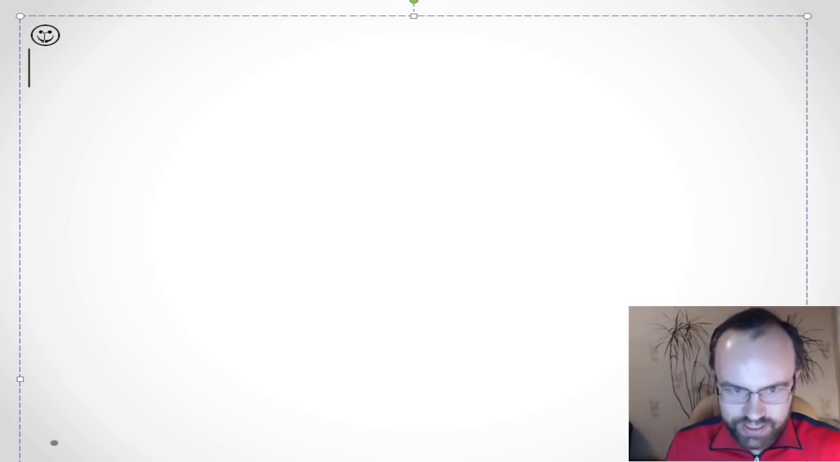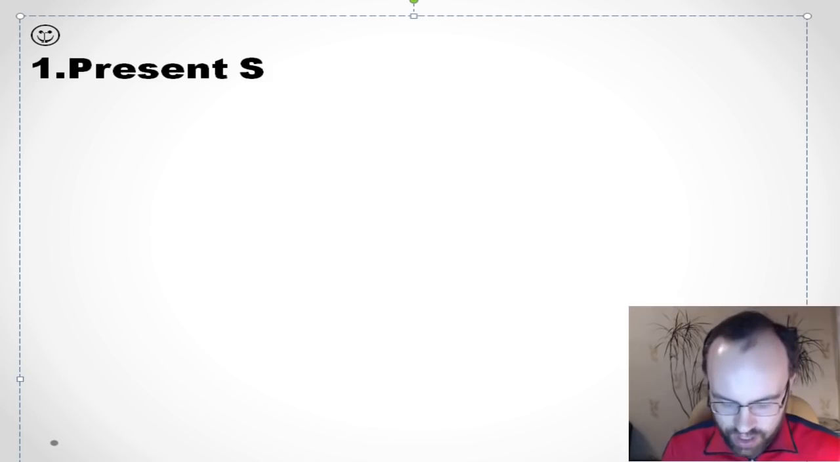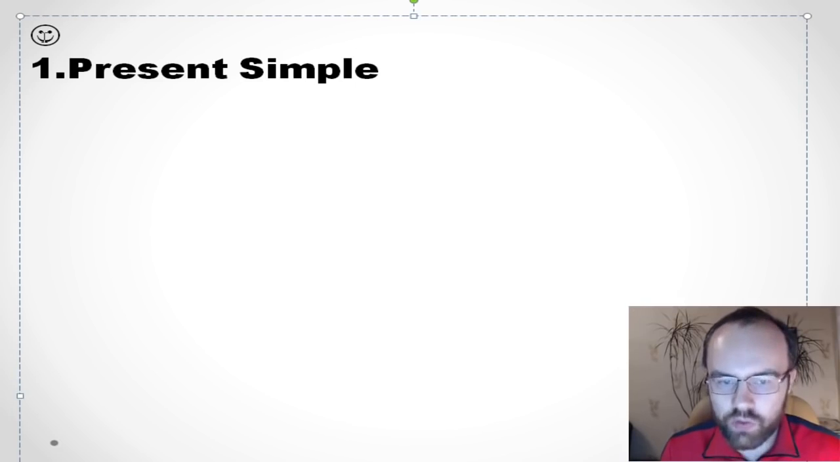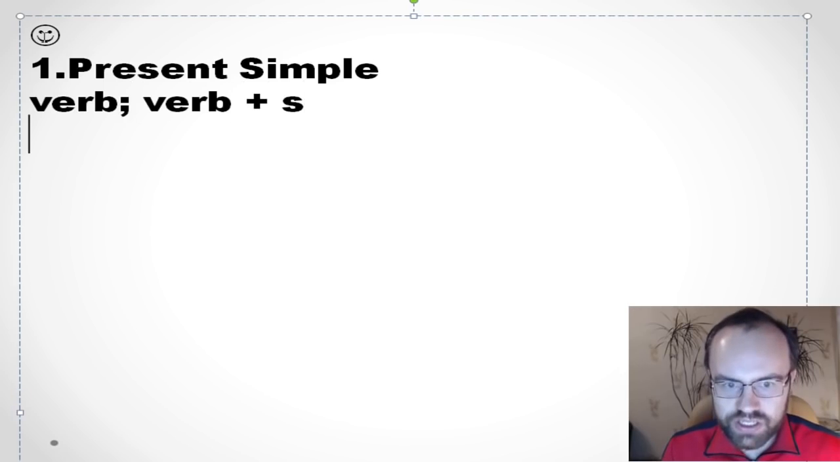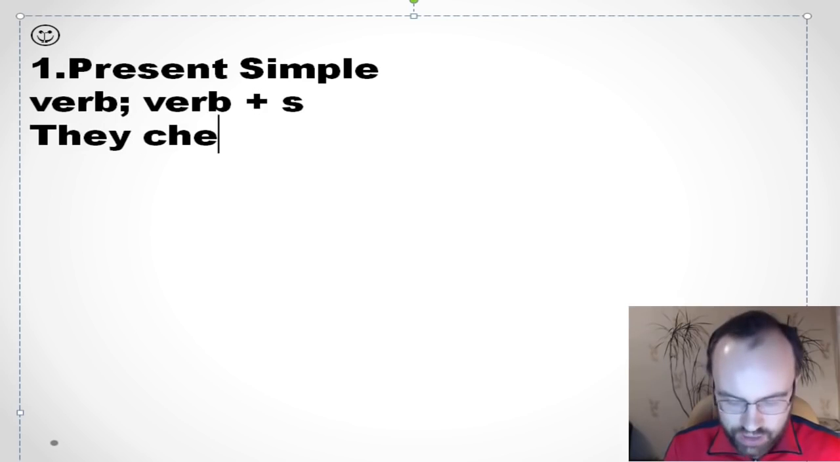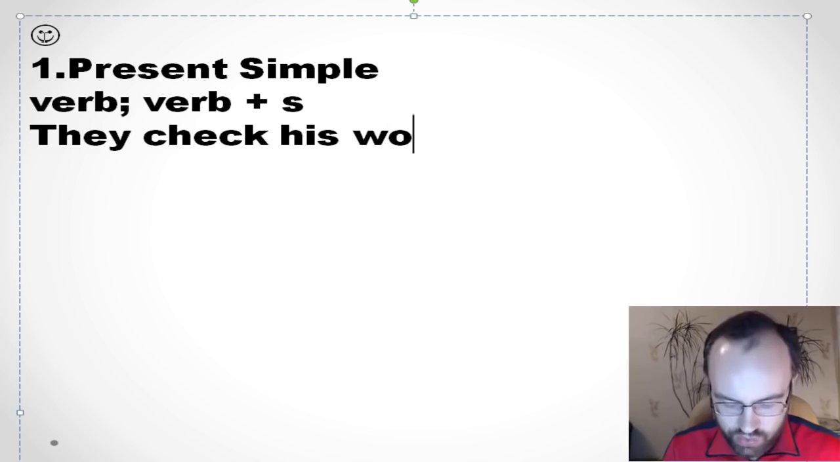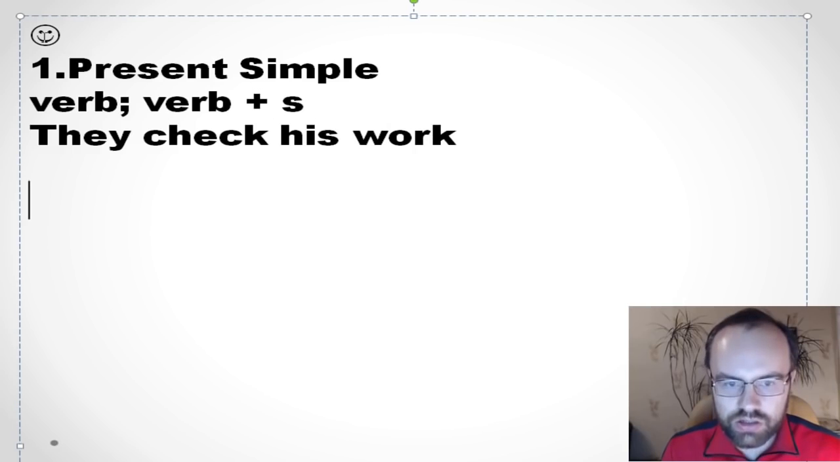So the first tense is present simple. Do you remember how we form it? Verb, or verb plus s if it's he, she, it. For example, they check his work. Okay, good.